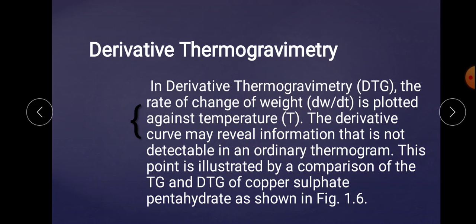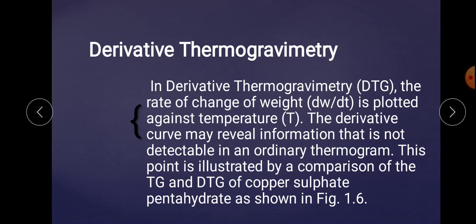The derivative curve may reveal information that is not detectable in an ordinary thermogram. A thermogram is a quite simple method to identify a weight loss, but to differentiate various points, peak points, and the various steps in the decomposition reaction of a particular material, derivative thermogravimetry gives a clear idea. That's why the derivative curve may reveal more information which is not detectable in an ordinary thermogram.